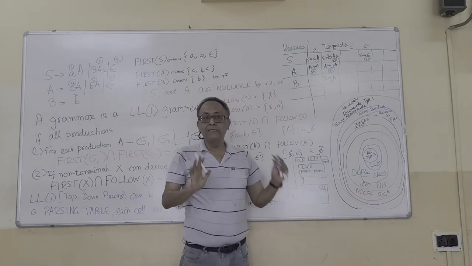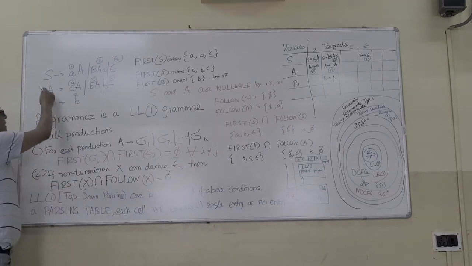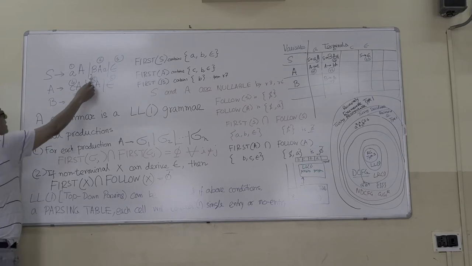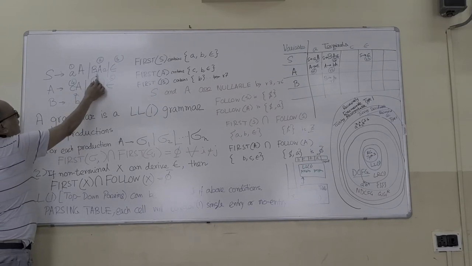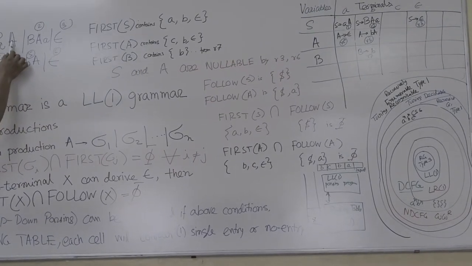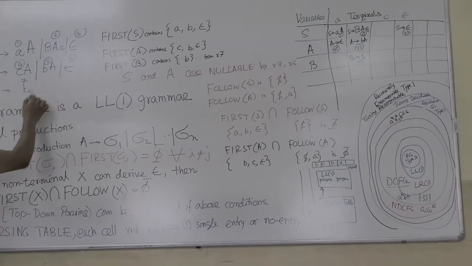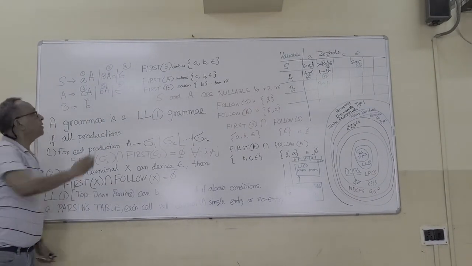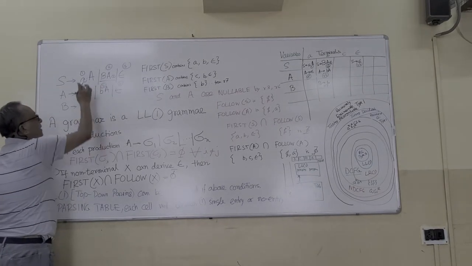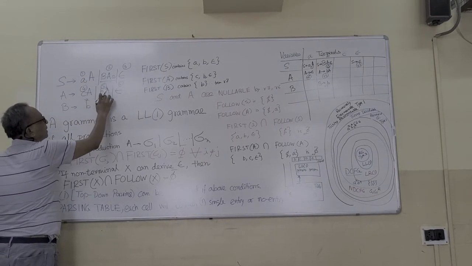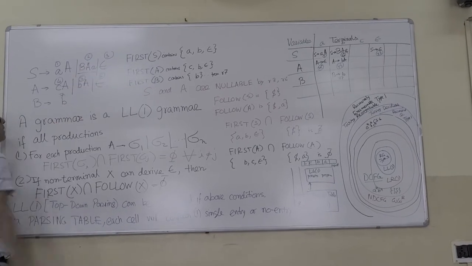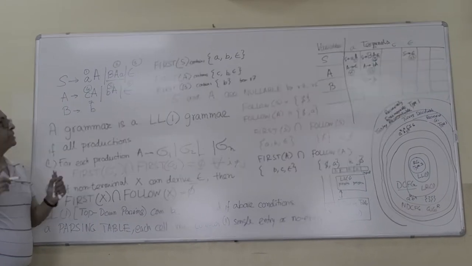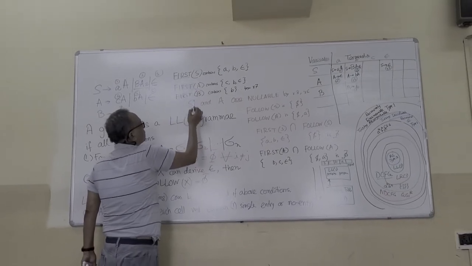Now what are the rules? These are sample grammars. We can obviously see this is not a type 3 grammar. Why? Because of these rules. This is a right linear grammar, that is type 3, but because of this type 2 rule, the whole grammar is not type 3.